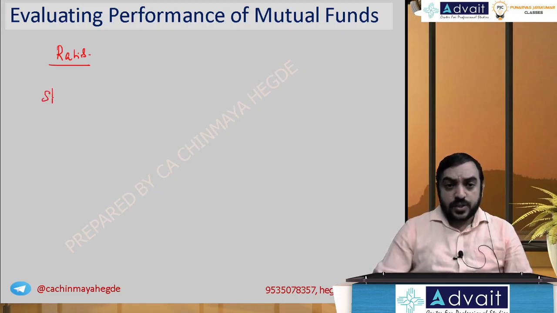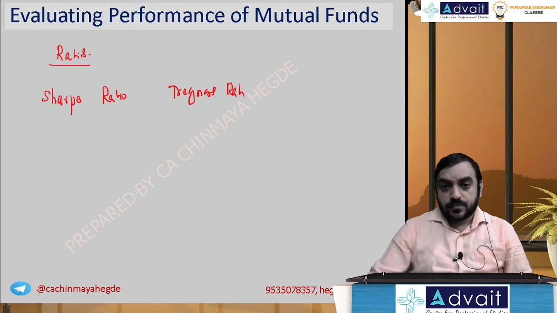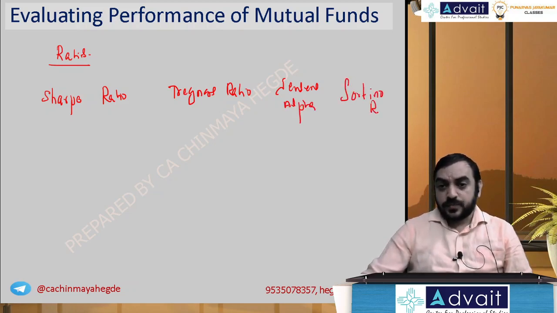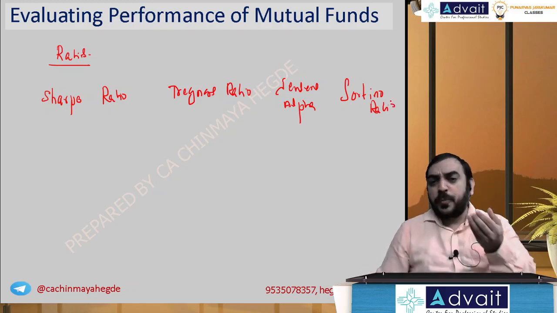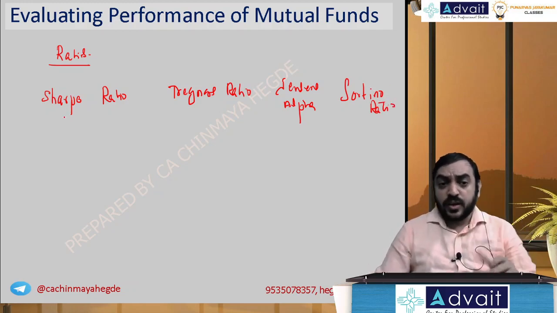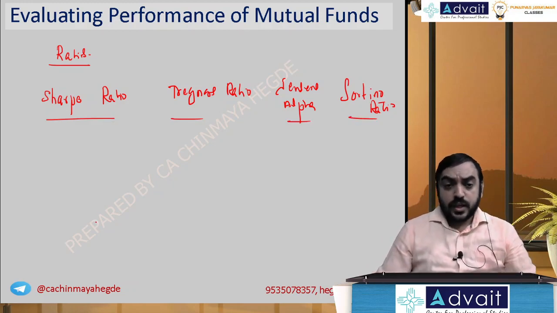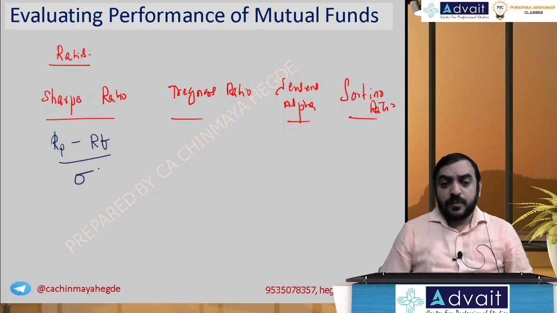One is the Sharpe ratio. The other is the Treynor ratio. Then we have Jensen's alpha. One more we have, the Sortino ratio. Now, Sortino ratio is not very popular in exams, but I'll quickly tell you the formula. Practically, it is used.